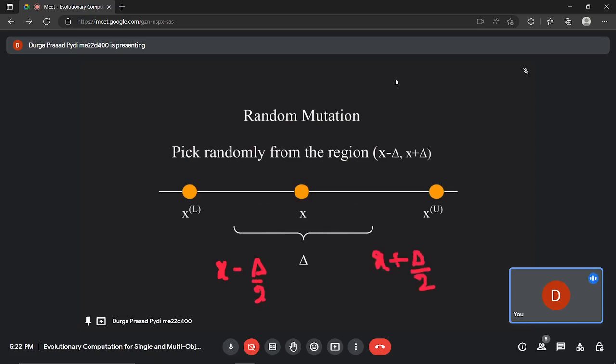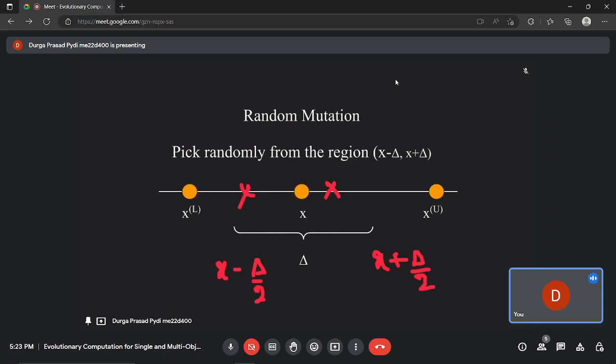As you can see, in this particular type of mutation your search space is uniform. For any point X within the region, your search space will be X minus delta by 2 to X plus delta by 2, and all of these points will be picked with equal probability. If you are picking these random numbers from a uniform distribution, every point, like a point here or a point here, will be picked with equal probability.